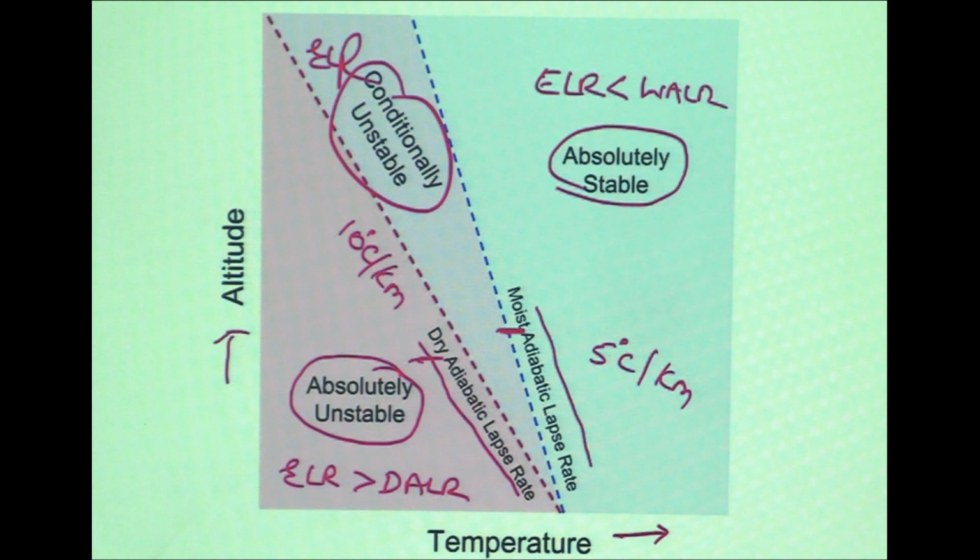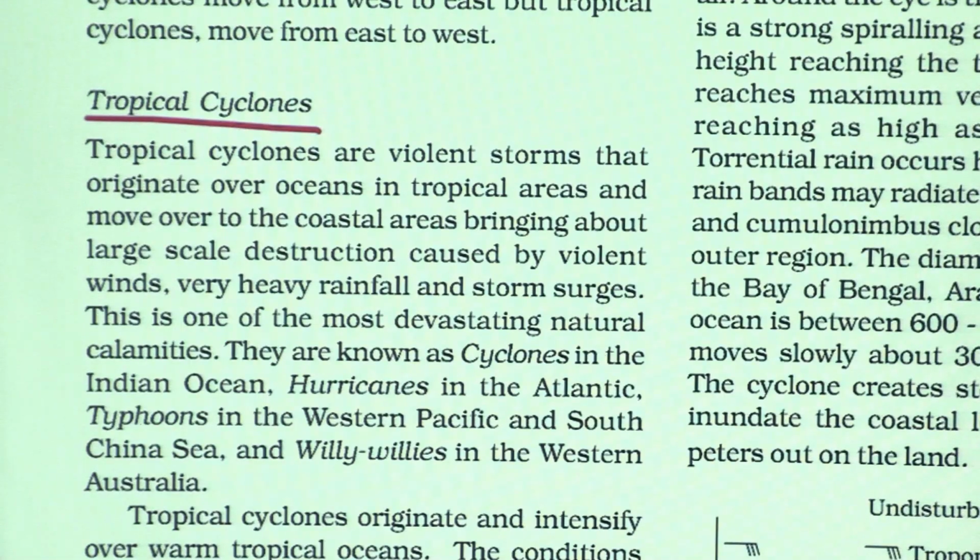And what condition is where we talk about tropical cyclone-like weather systems? It by default will be with absolutely unstable environmental conditions. The tropical cyclone is an example of absolute instability.